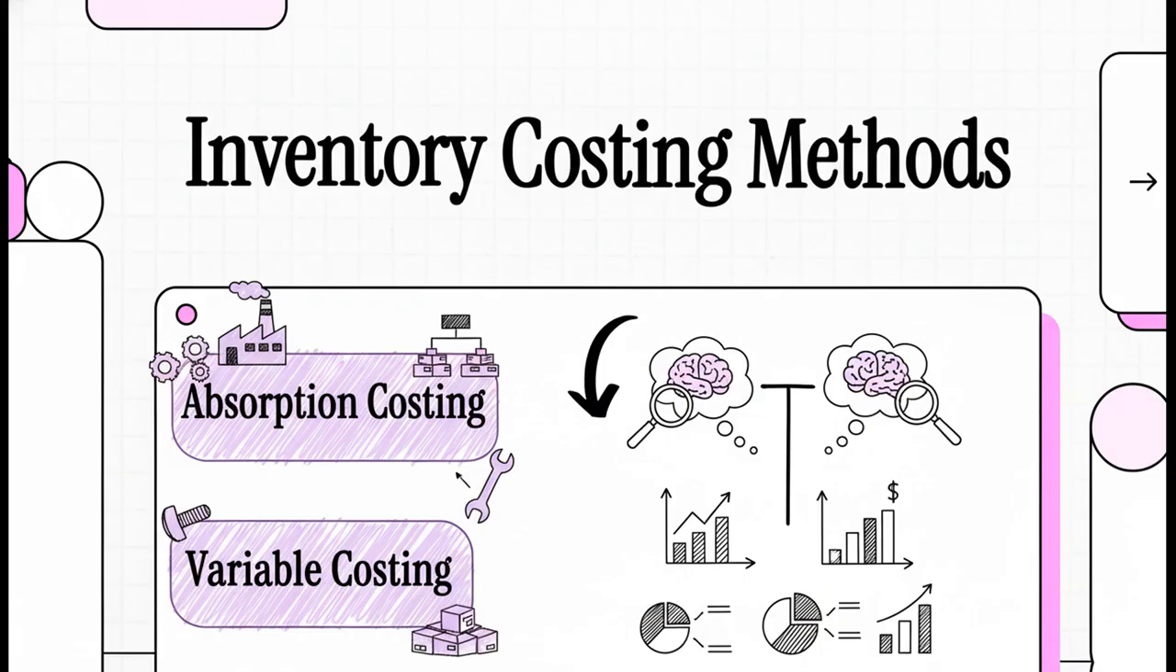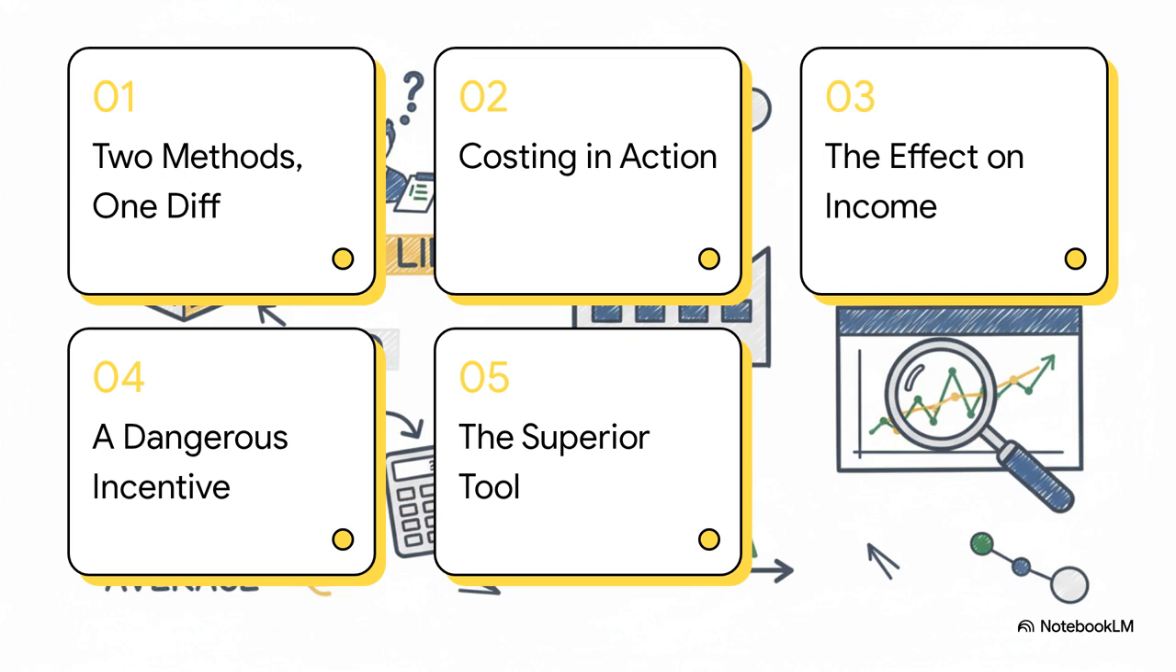Our goal isn't just to define them, but to truly dissect their mechanics and understand the profound impact they have on managerial decisions. Here's the roadmap for our discussion. We'll start with the single fundamental difference between these two methods. Then we'll put them into action with a concrete numerical example. From there, we'll reconcile the different net incomes they produce, explore the, let's call it a dangerous incentive one method creates for managers, and finally, we'll make a case for which method serves as the superior tool for internal decision-making.